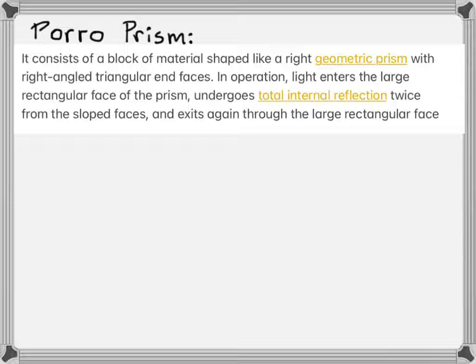In operation, light enters the large rectangular face of the prism, undergoes total internal reflection twice from the slope faces, and exits again through the large rectangular face. If you don't know what this looks like, that description might be hard to understand. So this is what it looks like. So it's a prism. It has a right angle and two 45-degree angles.